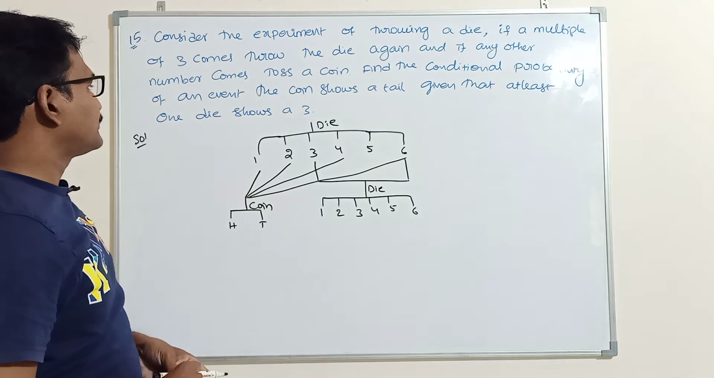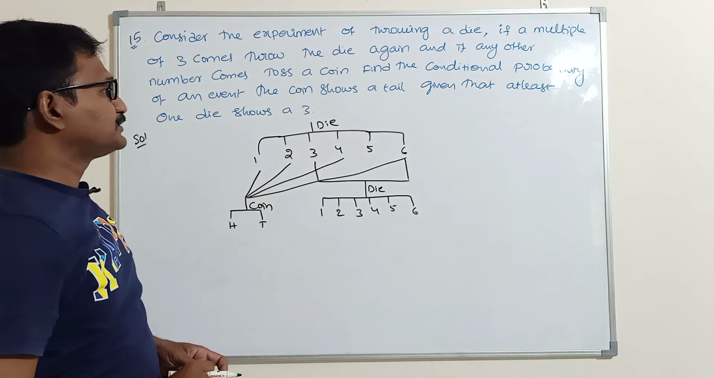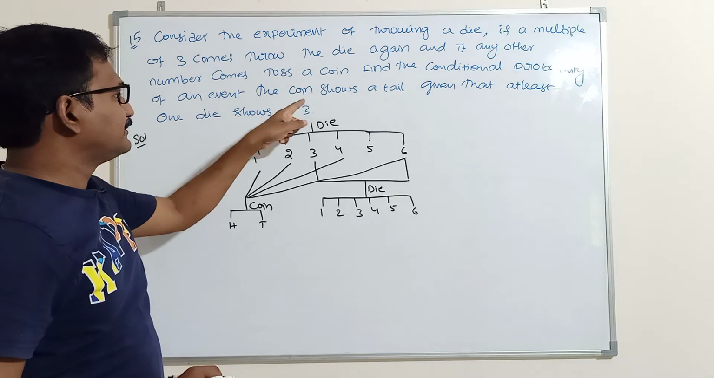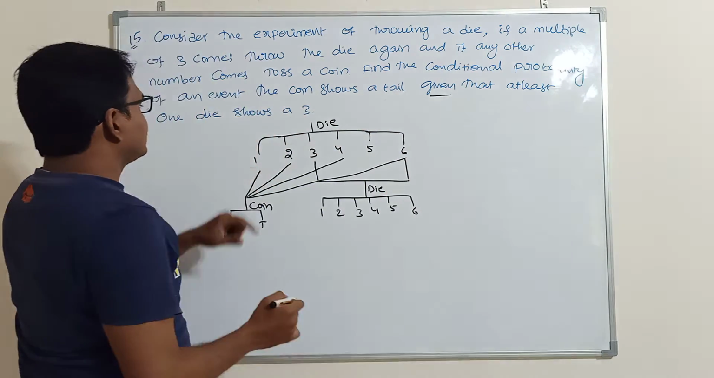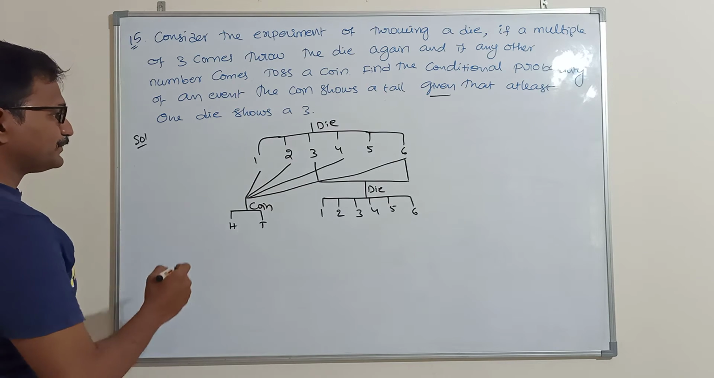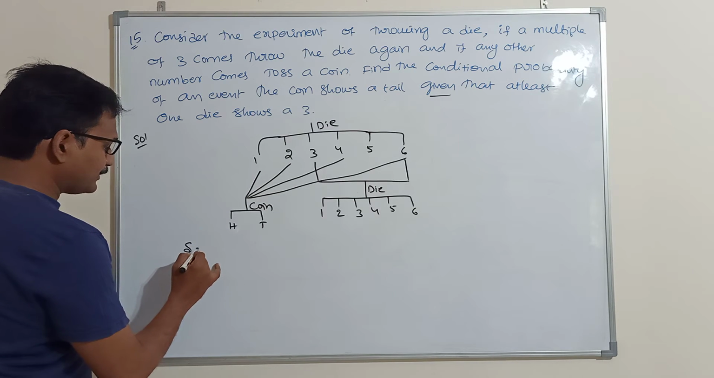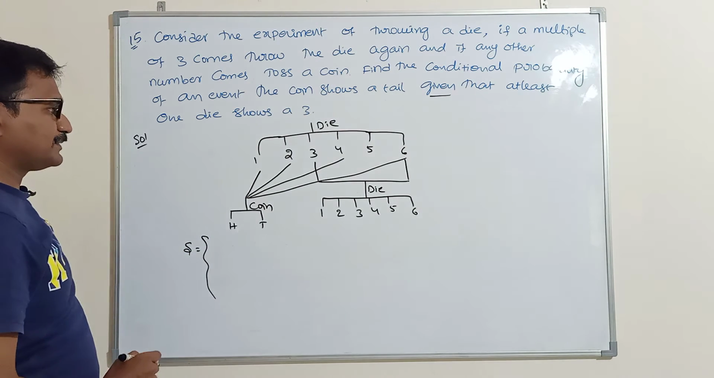Find the conditional probability of the event that the coin shows a tail, given that at least one die shows a 3. So first write the sample points for this experiment.